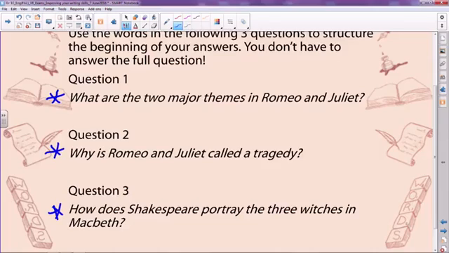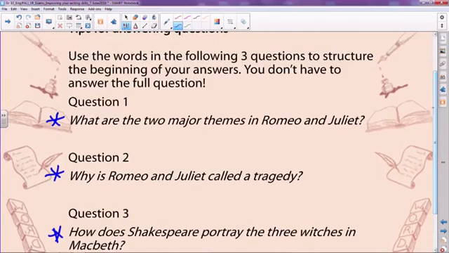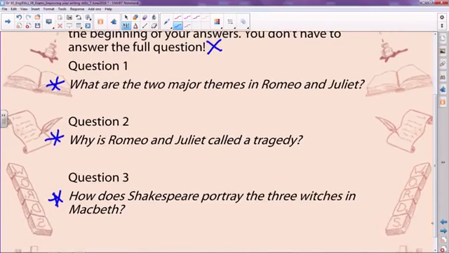Okay, so all you're going to do is use the words in the questions. Don't answer the full question. Okay, we're not looking for you to answer the full question. So let's start our 3 minutes. And in your pairs and groups, answer the beginning of question 1, question 2, and question 3. I'll see you in 3 minutes.